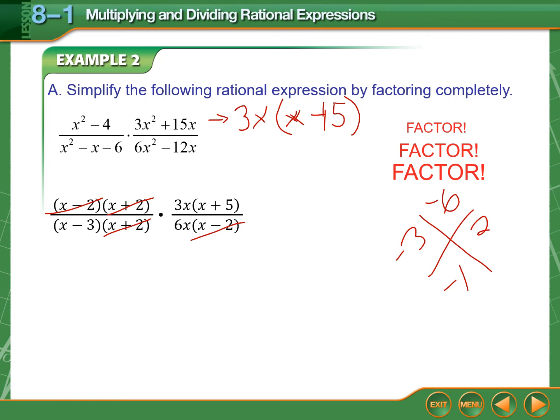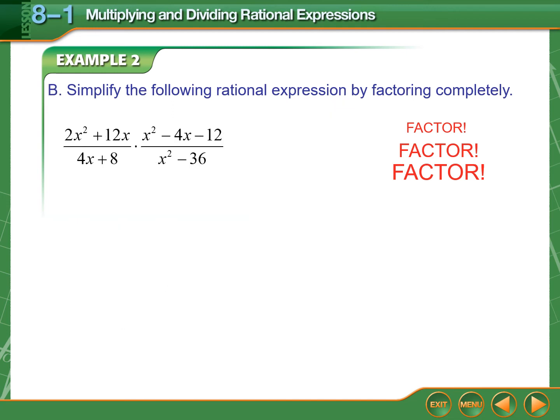And no more binomials to factor, but we can factor the 3, the 6, and the x. So x and x is gone, and 3 and 6 should be reduced to 1 over 2. So the only thing in my numerator worth keeping, we don't want to leave a 1, is that x plus 5. And then we have a 2 and an x minus 3 in the denominator. And that's your answer. All right, let's move on to the next.